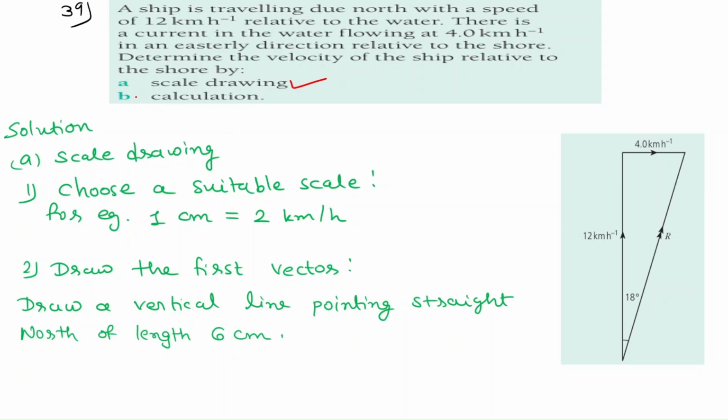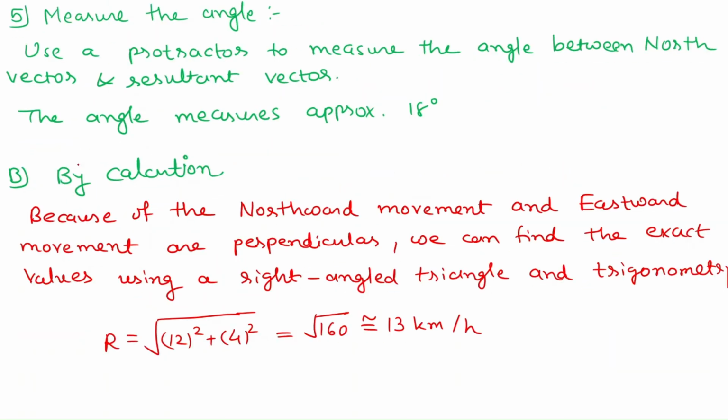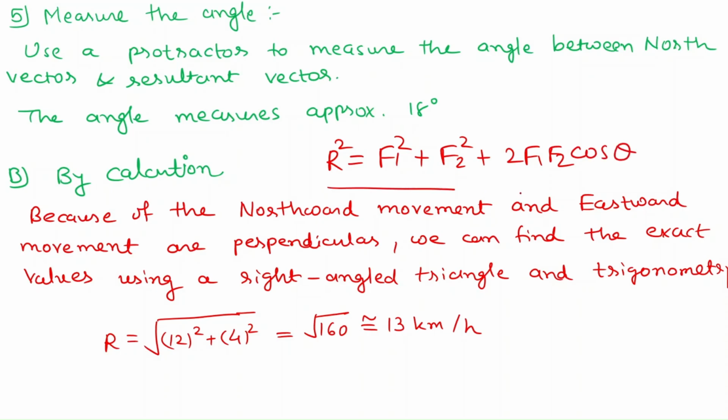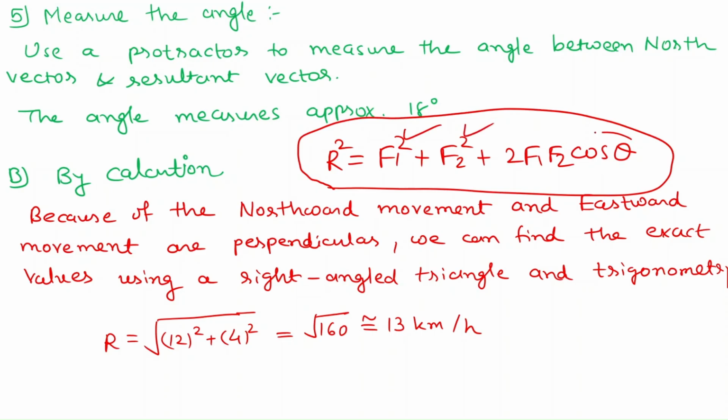Okay. Now the second method to get the answer is by calculation. From my earlier videos I mentioned the cosine rule: the resultant vector squared equals the first vector squared plus the second vector squared plus 2 F1 F2 cos theta. Use this formula to find the resultant magnitude. So you know F1, F2, but we need to find theta.